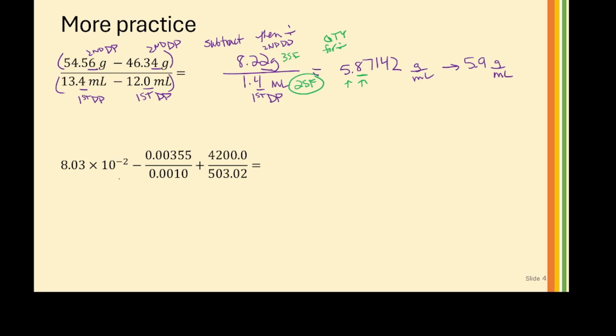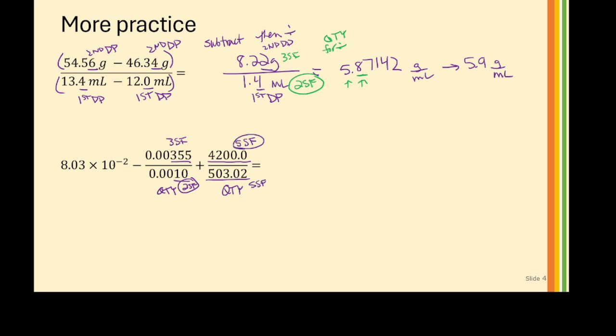Similarly, I need to now convert these into appropriate forms to make it easier. I'm going to first divide, and when I do the division, I'm going to go by quantity. In this one, I have 2 sig figs, 3 sig figs, so I'm going to round this one to 2 sig figs. And this one has 1, 2, 3, 4, 5 sig figs, so I'm going to round this one to 5 sig figs.